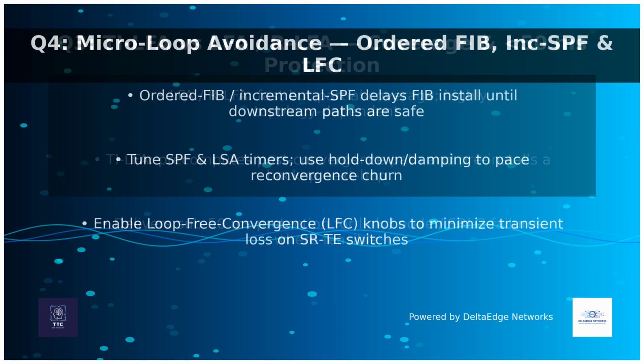Question 4. Microloop avoidance. Ordered-FIB, incremental SPF, LFC. Microloops happen when upstreams update before downstreams. Use ordered-FIB or incremental SPF, so FIB installs wait until the path is safe. Tune SPF PRC timers and enable loop-free convergence knobs. You're trading a tiny delay in install for a big reduction in transient loss.